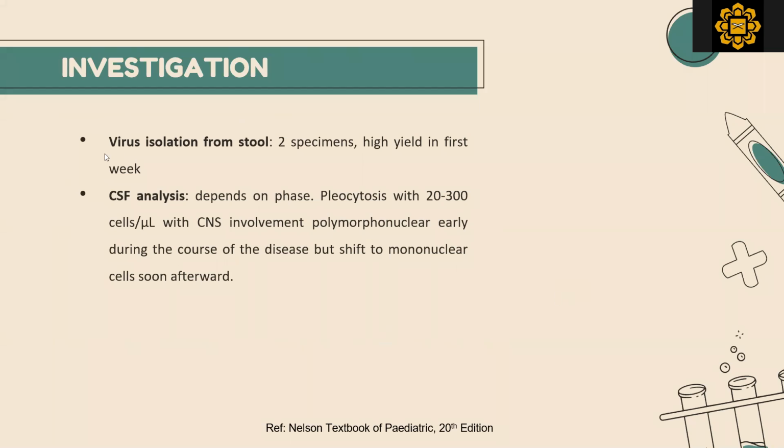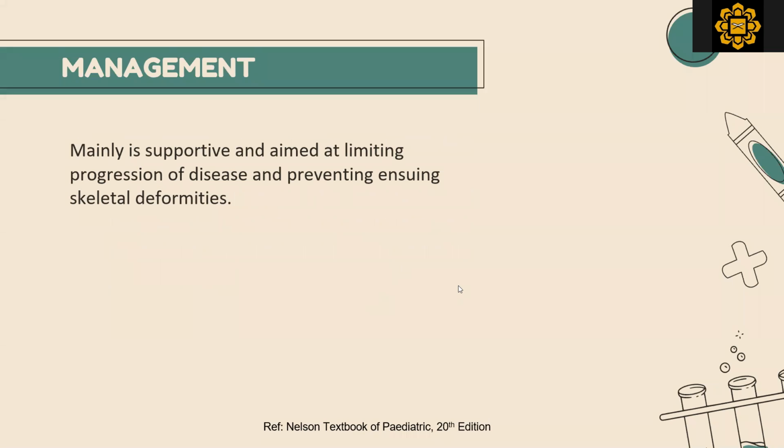So investigation, we can take the stool for virus isolation. We take 2, like I've mentioned, and then apart from that, we can order CSF analysis. It depends on phase. The finding would be pleocytosis with CSF involvement, which is polymorphonuclear at the early course, and then afterward it becomes mononuclear. So management is mainly supportive since it is viral. So the aim is we like to limit the progress and prevent ensuing skeletal deformity. So I think it depends on the presentation.